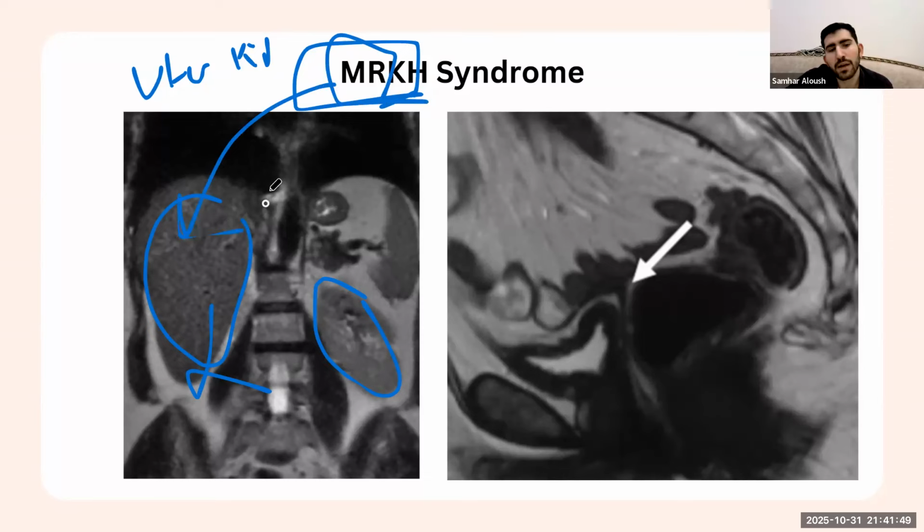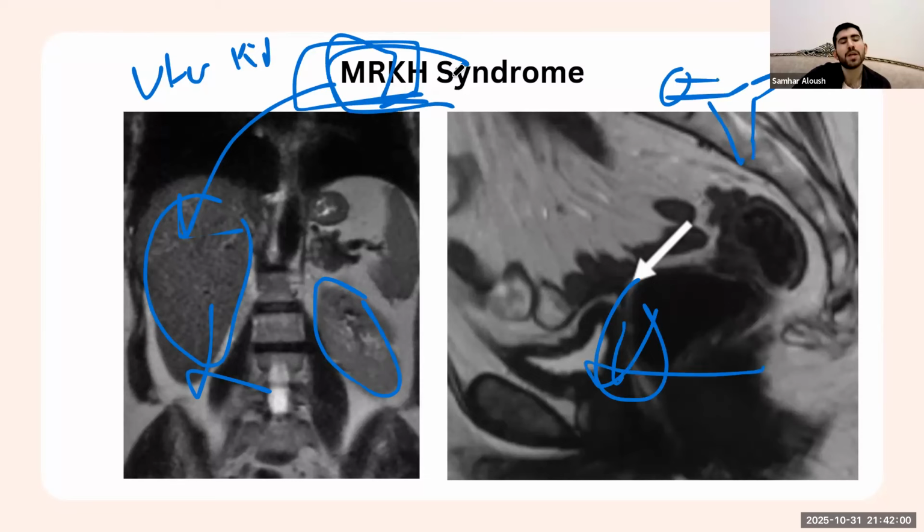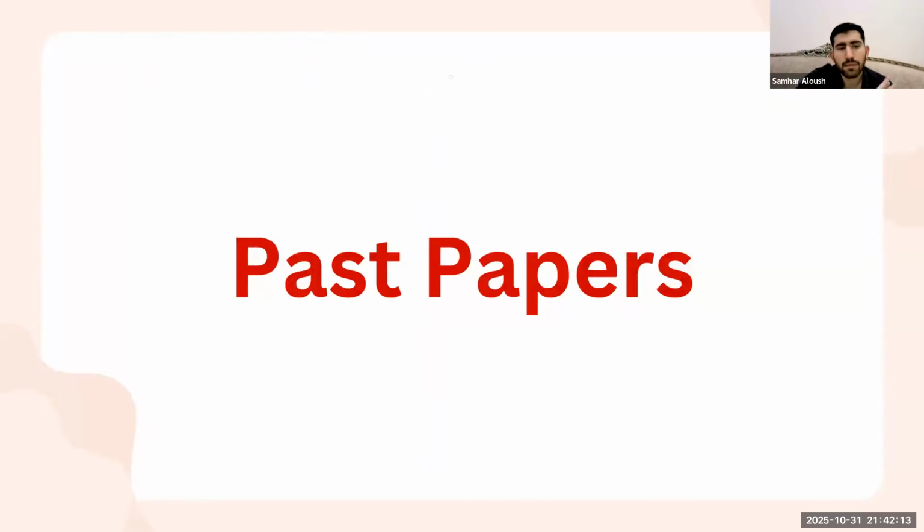There is no right kidney. And also they will not have a uterus. Normally we have the fallopian tubes and they open to the uterus. This patient doesn't have a uterus. So Merck syndrome has two features. No uterus, no kidney. And one of the kidneys will be missing. So if you have a patient without a kidney or without a uterus, that's Merck syndrome or MRKH. Okay? Is everything clear?